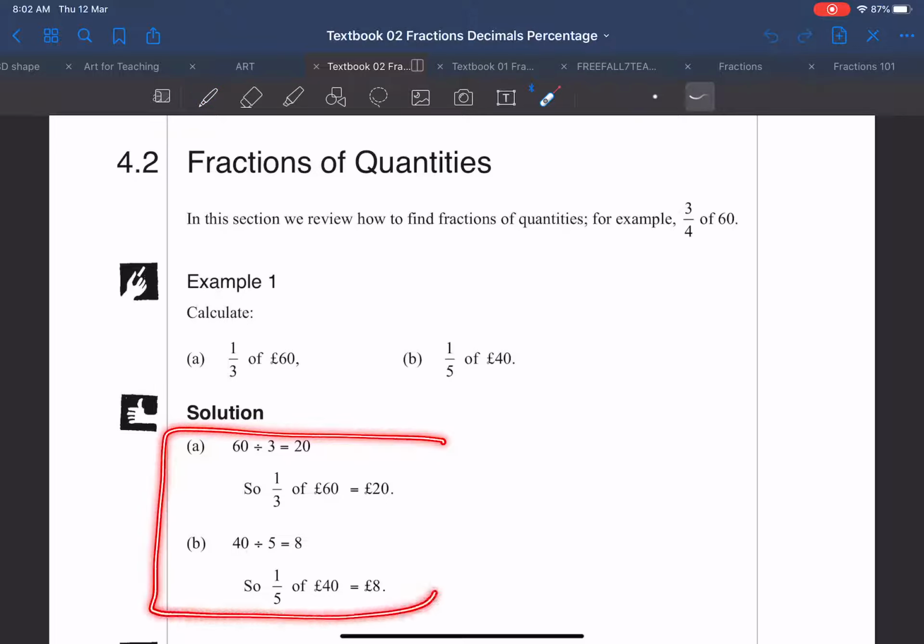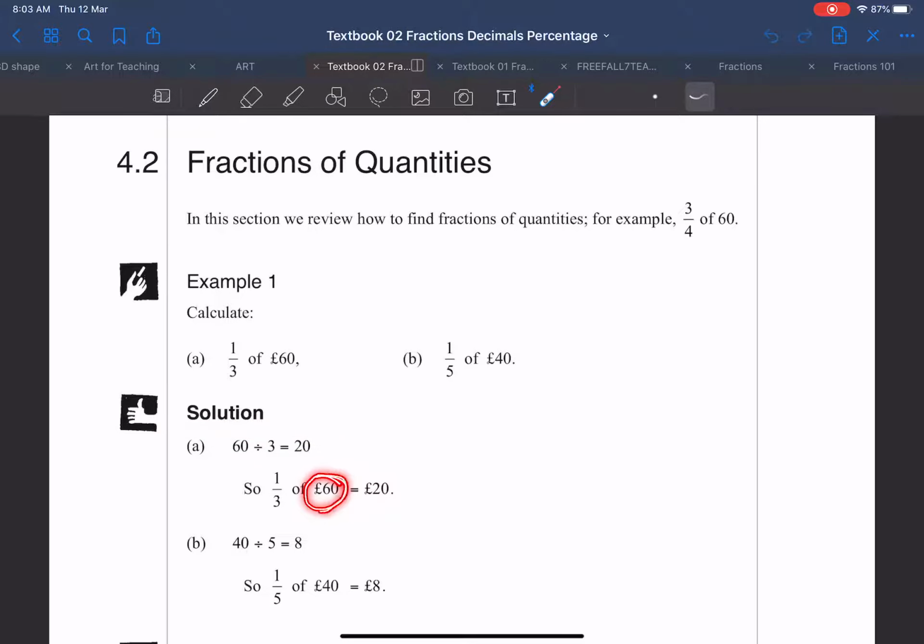What the textbook is telling you to do is to get the amount of money and divide it by the denominator, which is 3. Now that is fine if the numerator is 1. What if it's 2/3? That's a little bit different. So I'm going to show you a way that you can use even if the numerator is not 1.